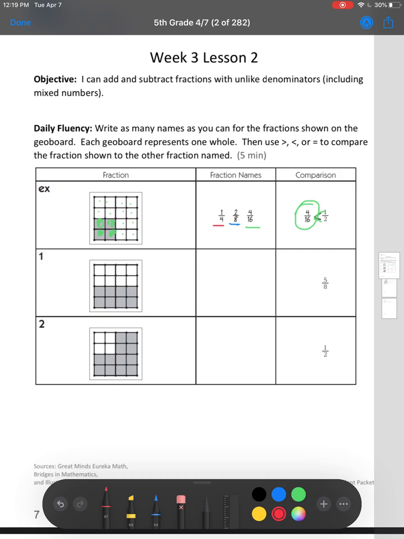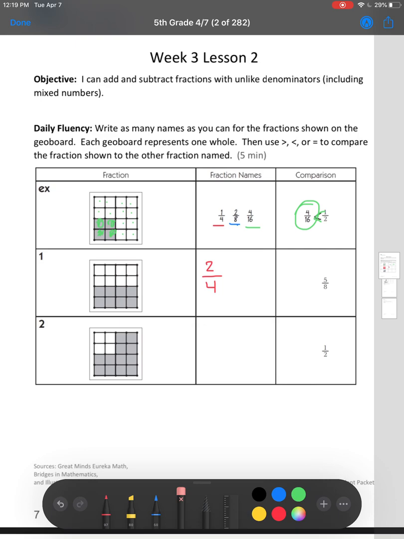So let's go down to number 1, and we're going to start with fourths like they did. I'm going to divide this geoboard into 4 equal pieces, so 4 groups of 4. I can see that I have 2 out of my 4 groups shaded in, so this fraction is now 2/4, because I have 2 out of the 4 pieces shaded in.